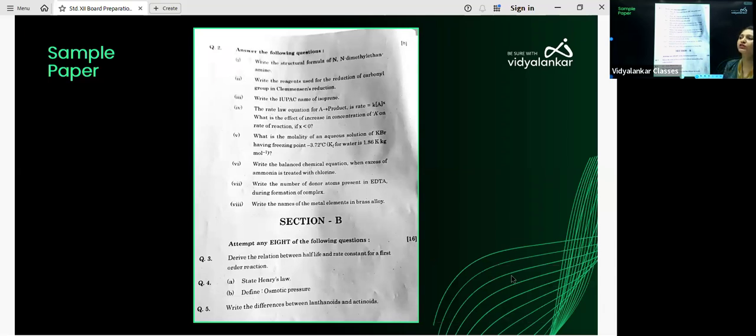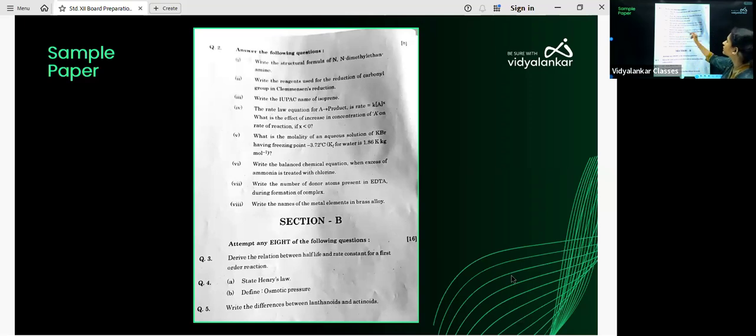What is the action? What is the chemical reaction? Such types of questions are asked. See here, they have asked to write a balanced chemical equation. Balanced chemical equation means you need to write the equation. Here, the IUPAC name of isoprene is asked. Then, what can be a reagent used? Only the reagent is asked, so you are not expected to write a complete reaction for claims and deduction. Only write the reagent. Then the structural formula for N-dimethylamine is asked.